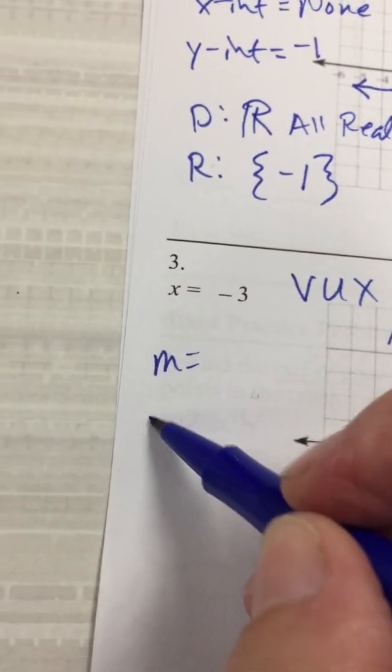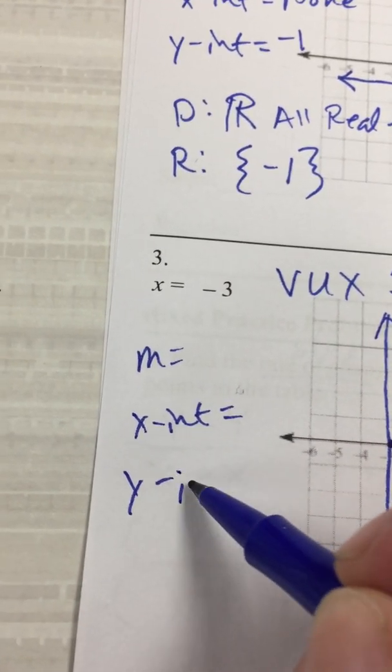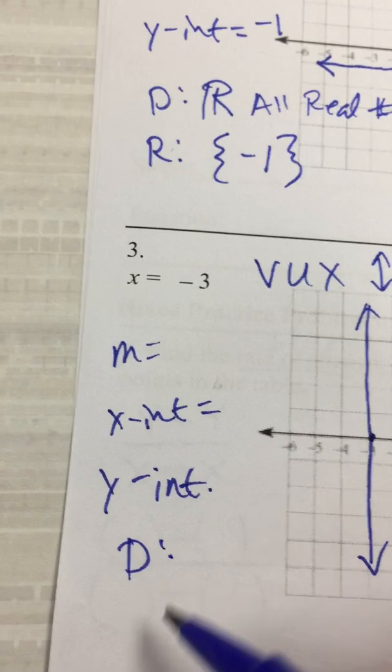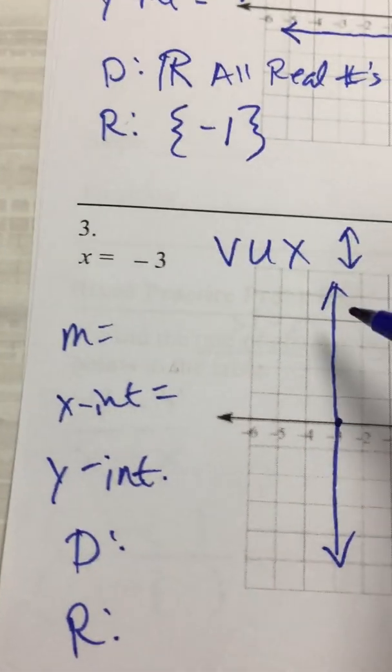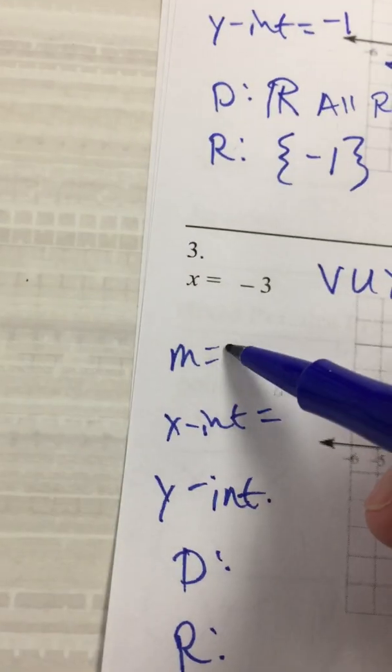We want to find slope. We want to find the x-intercept. We want to find the y-intercept. Whoops. Domain and range. Okay. Slope. What is the slope of any vertical line? Starts with a U, undefined.